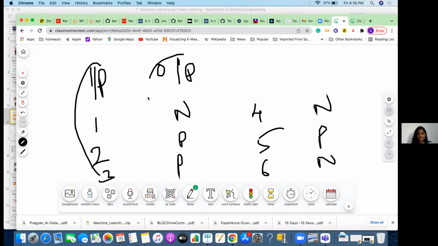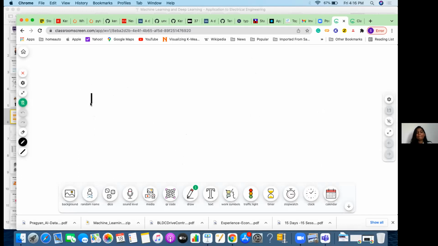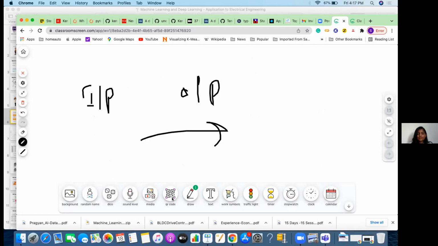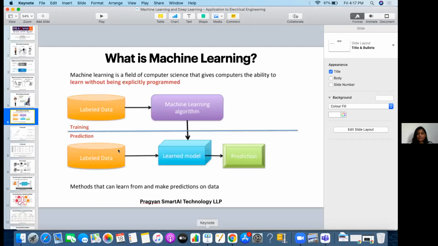What is this output called? This is called a label. So I am trying to prepare a data set which has the input and the corresponding output, and I give this to the machine. This is called labeled data. Labeled data has input and output labeled, where a label means something like prime or non-prime, a classification kind of thing.